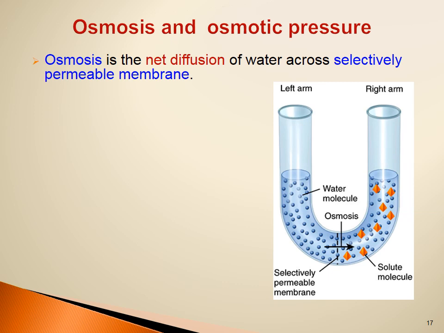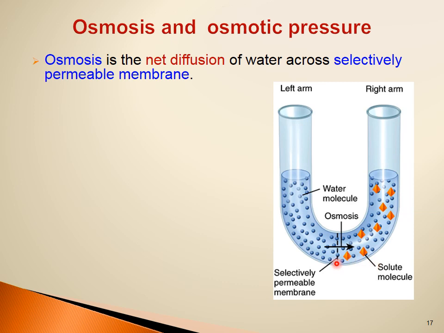If we look at this figure here, we have a U-shaped tube. We have a left arm separated from the right arm by a selectively permeable membrane. On the left side, we have a pure water solution, and on the right side, we have a solution of a solute that appears here in orange color. So the concentration of water molecules on the left side is more than the water concentration on the right side. This membrane does not allow the diffusion of the solute molecules because the pores are smaller than the size of the solute molecules.